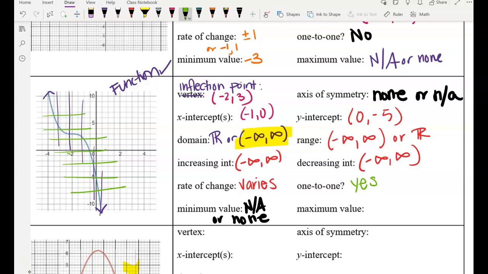Yay! Maximum value is none or NA, because maximum is the highest value, and because of the arrows going upward, there is no such thing.